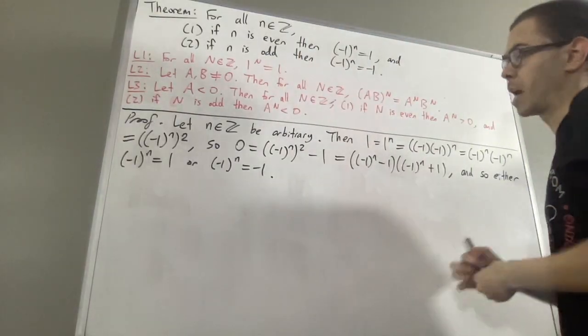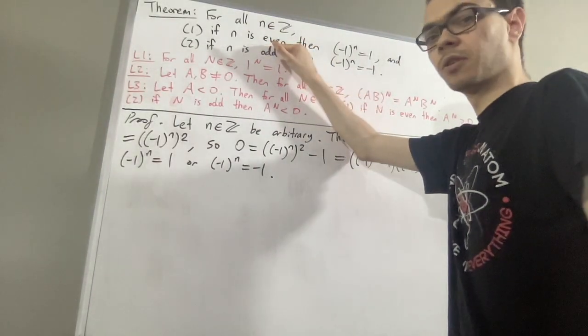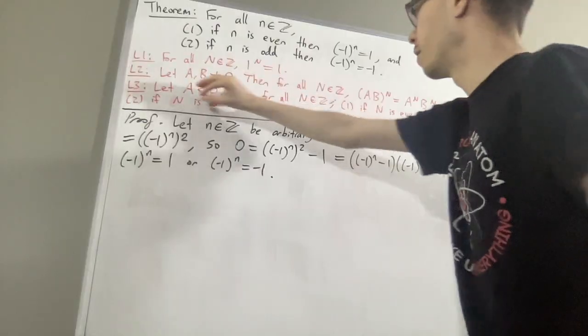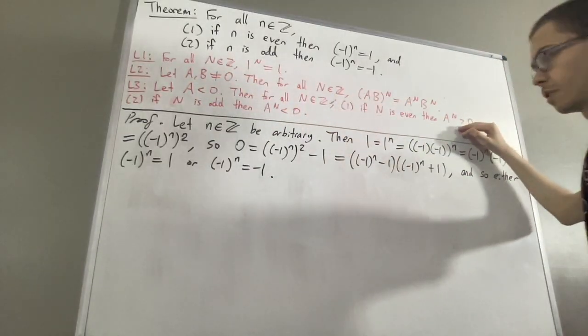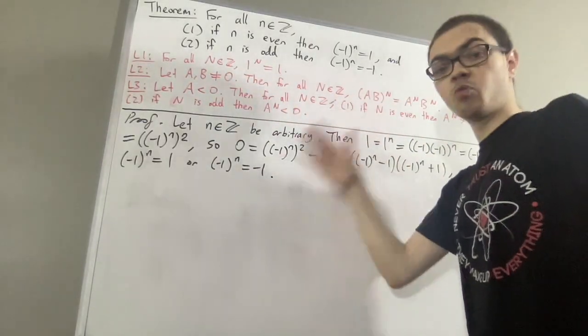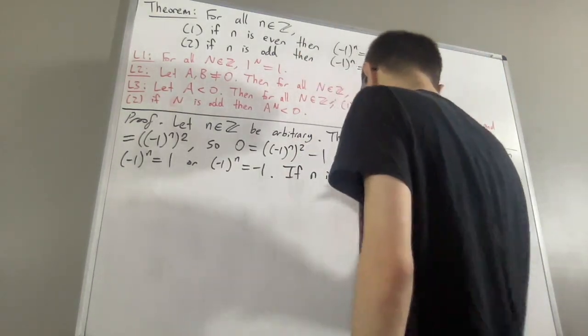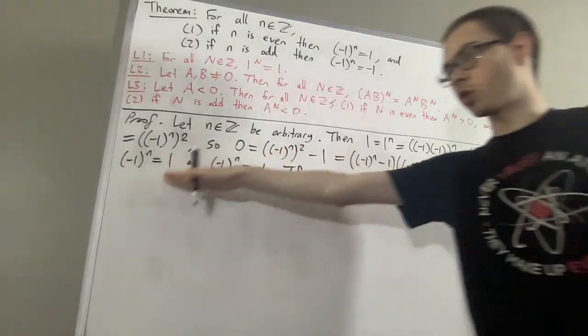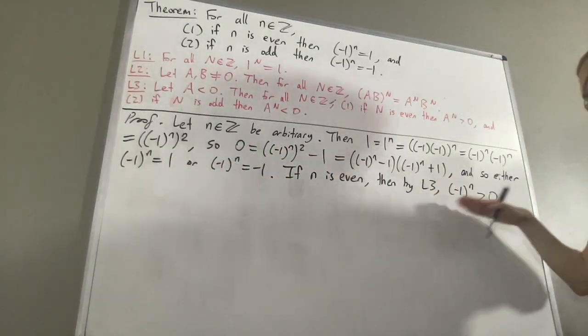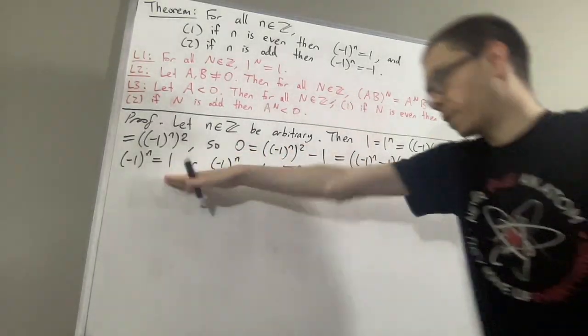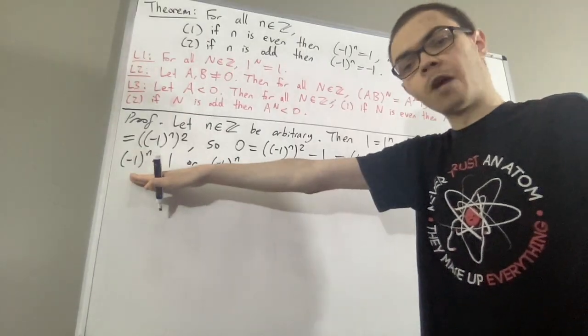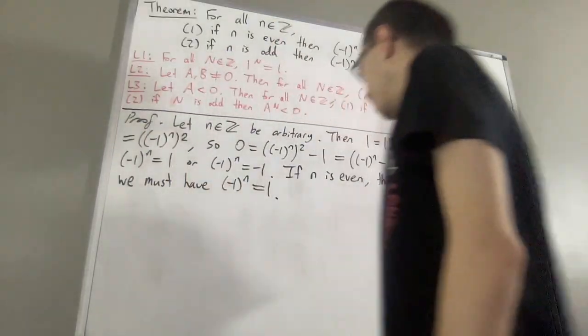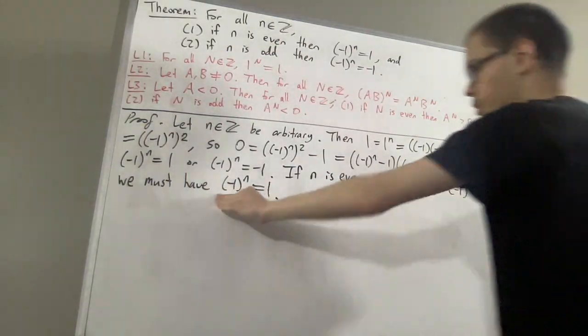Now, what happens if n is even? Well, according to our final preliminary result, (-1)^n will be greater than 0. But since (-1)^n is equal to 1 or -1, and (-1)^n is greater than 0, the only possibility we could have is that (-1)^n is equal to 1. That's it. This shows if n is even, then (-1)^n is equal to 1.